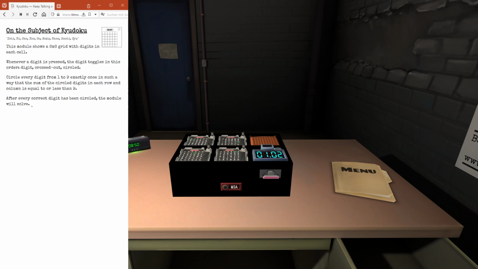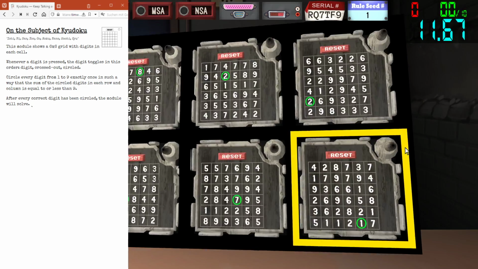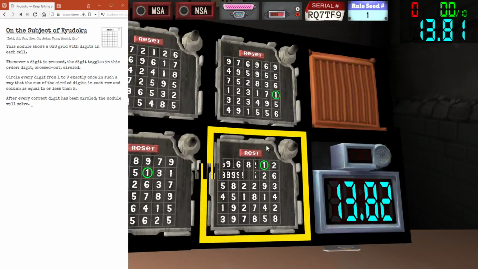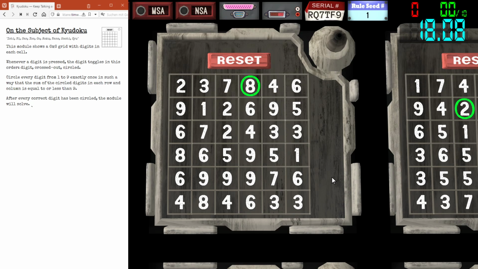In this tutorial I will be covering Kudoku. Kudoku is a module, let me quickly show it to you, that looks a little bit like Sudoku in its base form, but its core principle is a little bit different. So let's read the manual together.